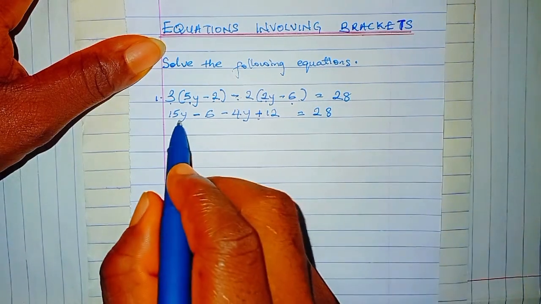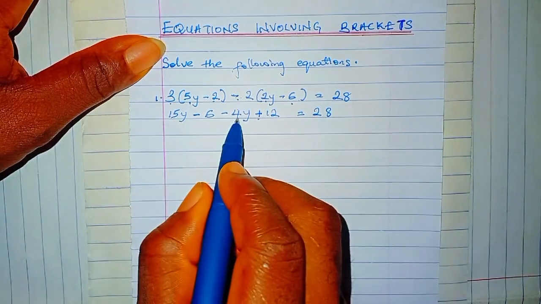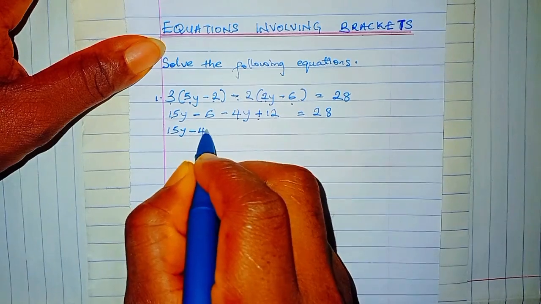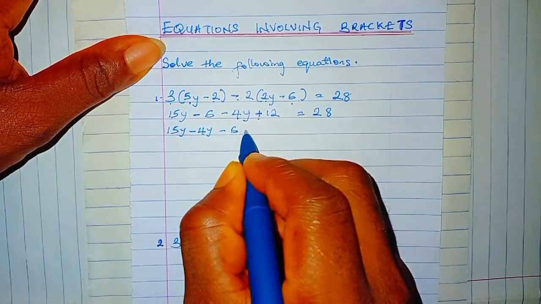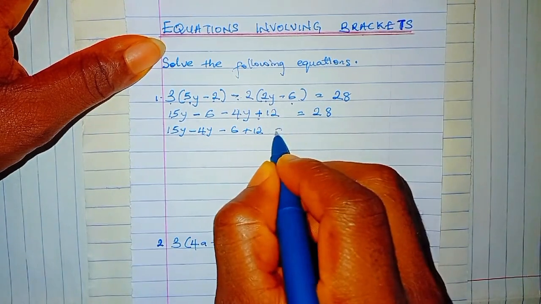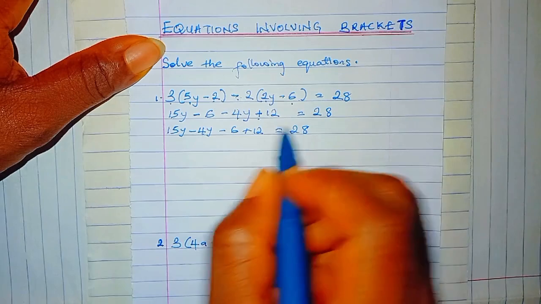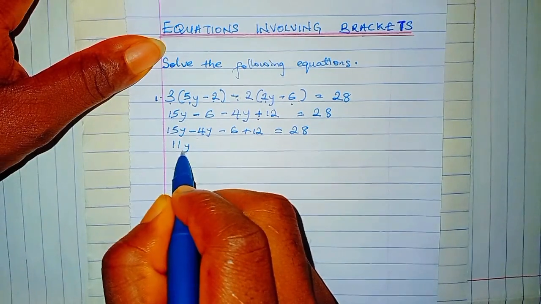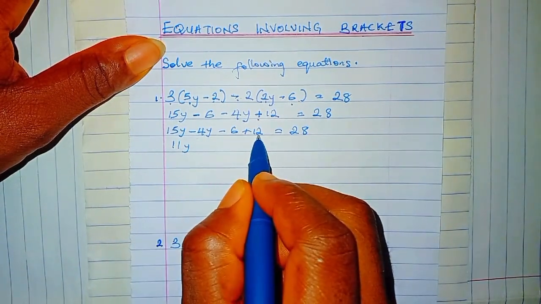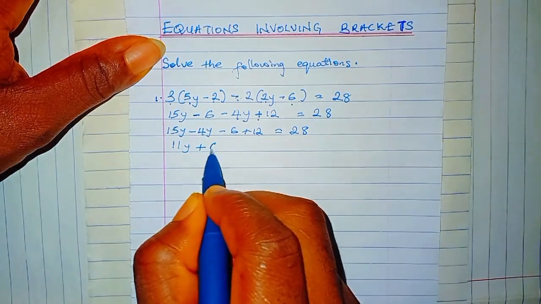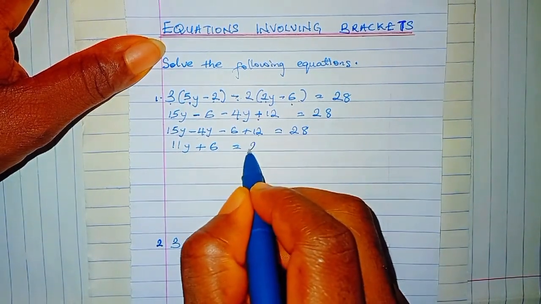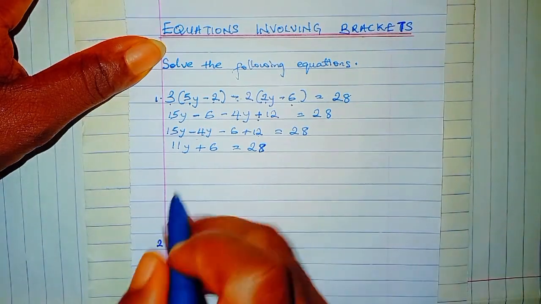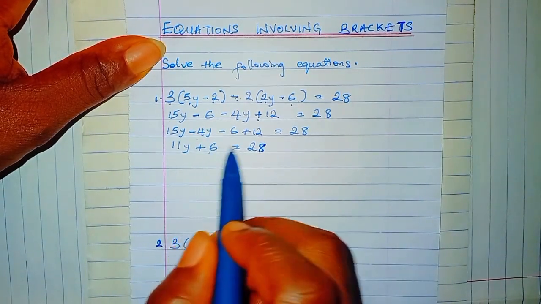Now here we have 15y and minus 4y. We are going to bring them together. 15y minus 4y minus 6 plus 12 equals to 28. When we minus this, we are going to get 11y. Minus 6, add 12, we are going to get plus 6 equals to 28. All right, so now we are going to move this 6 over to this side.